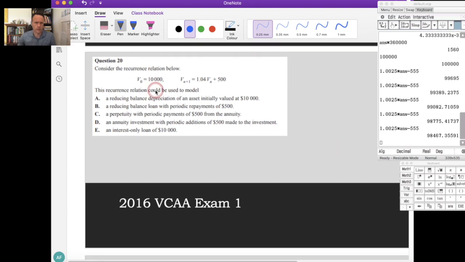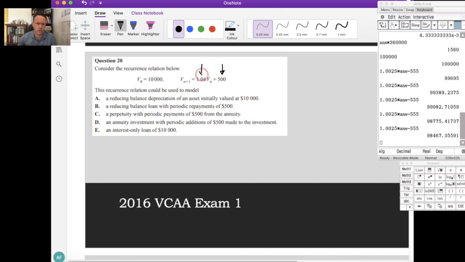Okay, consider the recurrence relation below, and we want to know what the recurrence relation could be used to model. So it's about describing what's happening here. A couple of things we want to pick up on. Whatever it is, we've got 10,000 of something, and we're adding $500. Doesn't say what period it's over, $500, and then our R value also has 4% added to it as well.